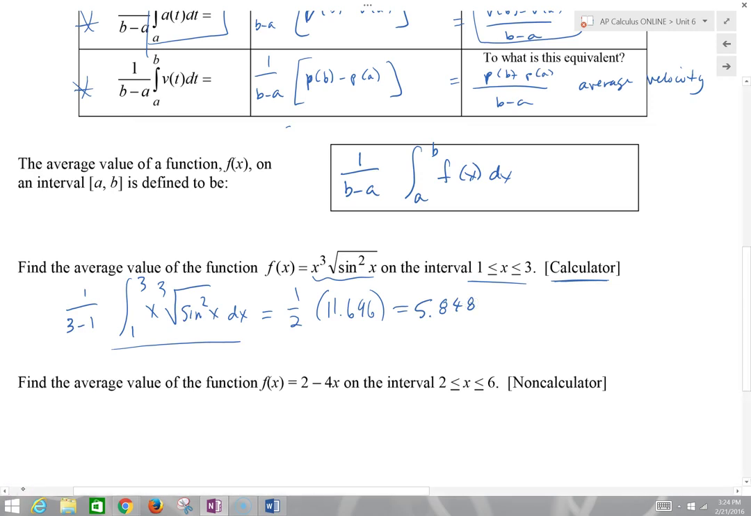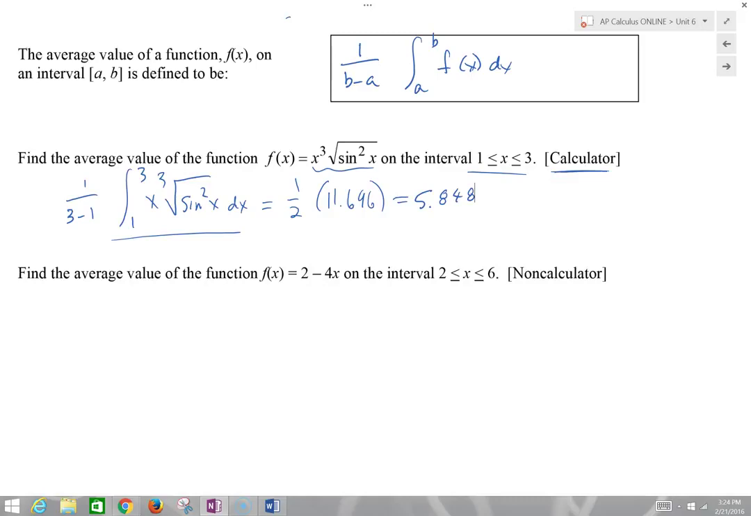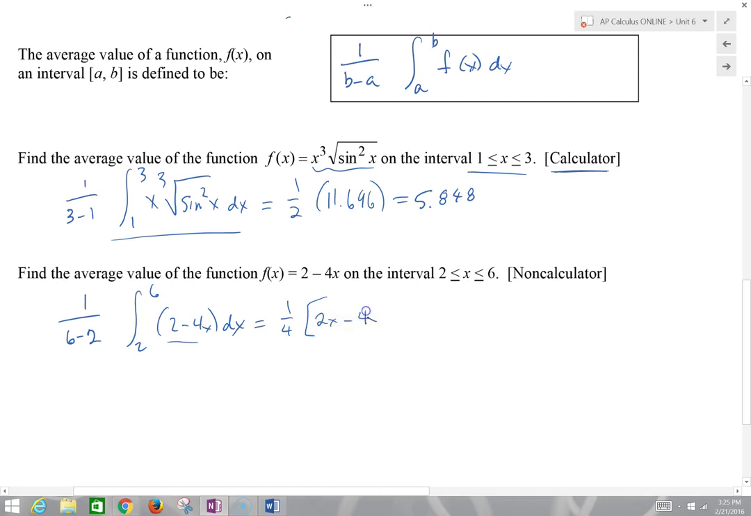Now the next one, without a calculator, we have to find the antiderivative. So we're going to set up the same way. So we're going to have 1 over 6 minus 2 times the integral from 2 to 6 of 2 minus 4x dx. So we get 1/4 times the antiderivative of this, which is 2x minus 4x squared divided by 2. We have to evaluate that at 6 and 2.